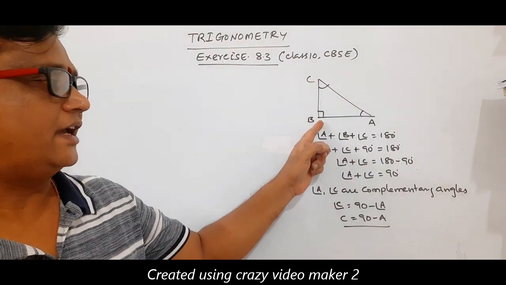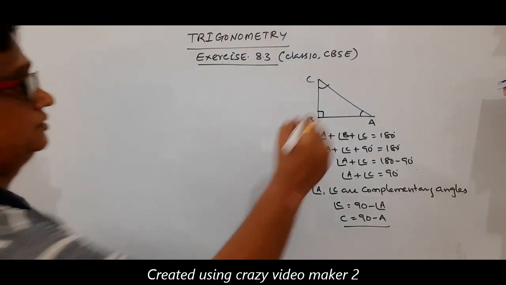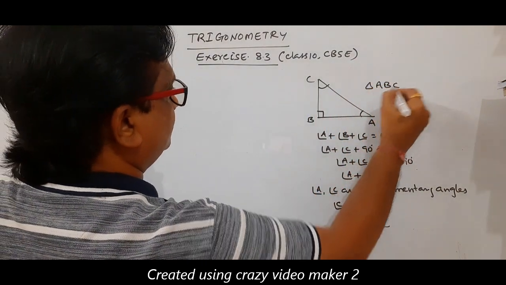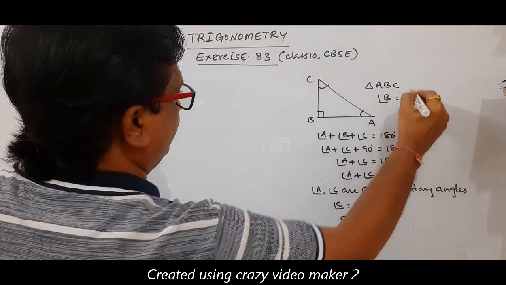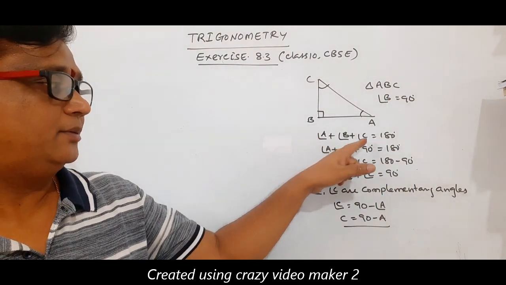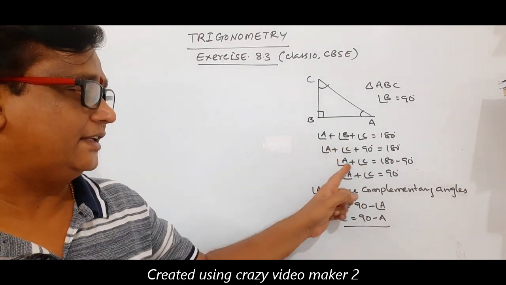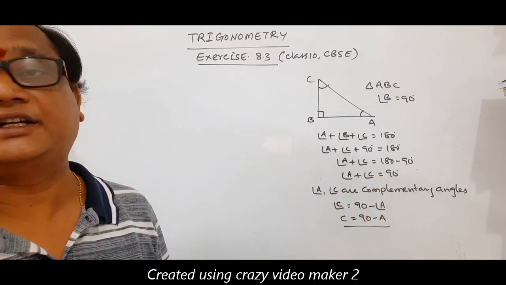Angle A plus angle C, and angle B is 90 degrees. Write it as triangle ABC, angle B equal to 90 degrees. So angle A plus angle B plus angle C equal to 180 degrees. B is 90 already, so angle A plus angle C equal to 90 degrees.